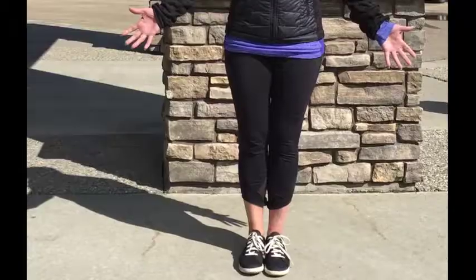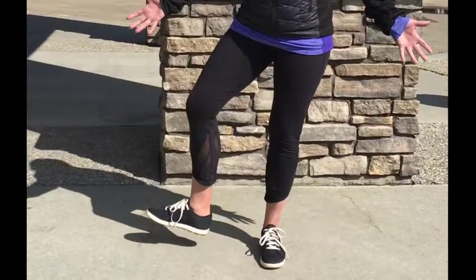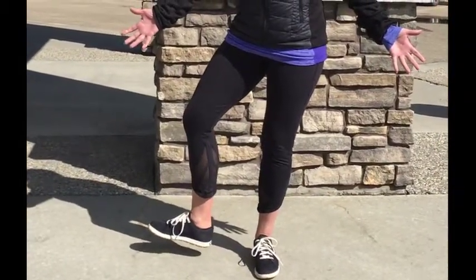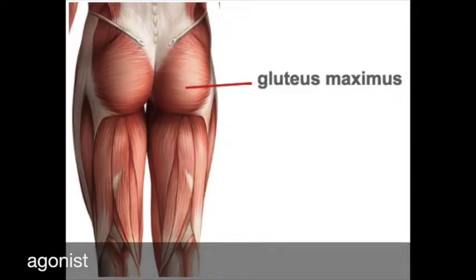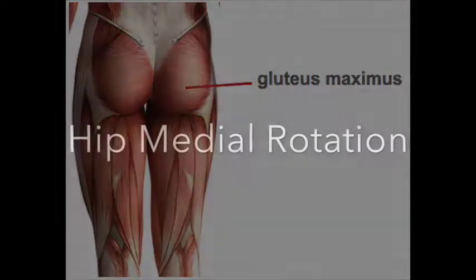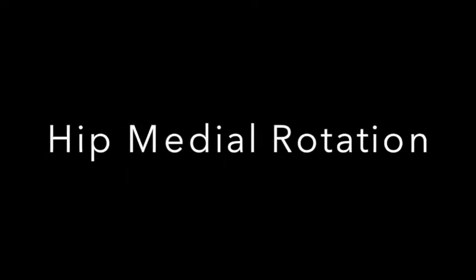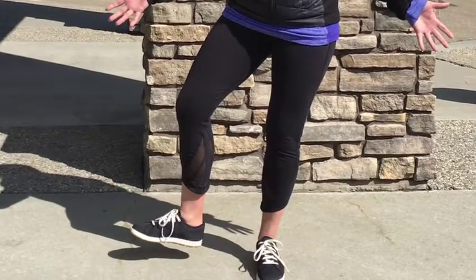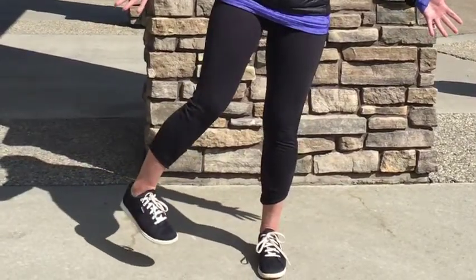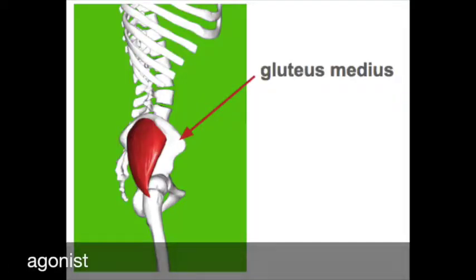Let's move on. We have one more joint action to cover: rotation, lateral rotation and medial rotation. Hip lateral rotation. The leg rotates away from the midline along a transverse plane. Agonist is the gluteus maximus. Finally, hip medial rotation. The leg rotates inward toward the midline along a transverse plane. Agonist is the gluteus medius.